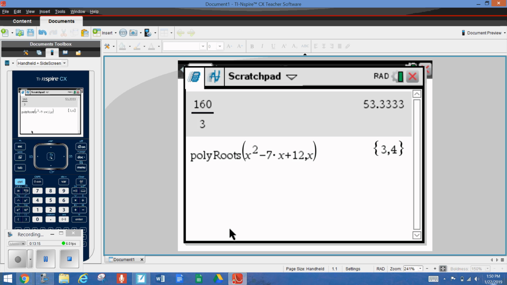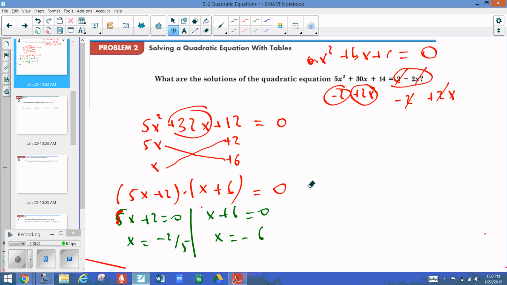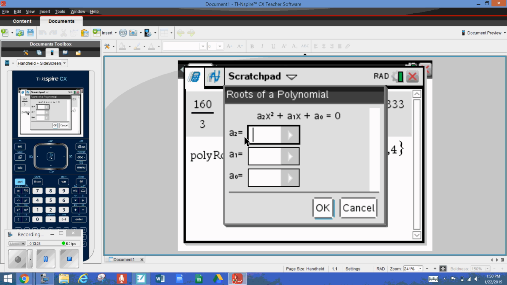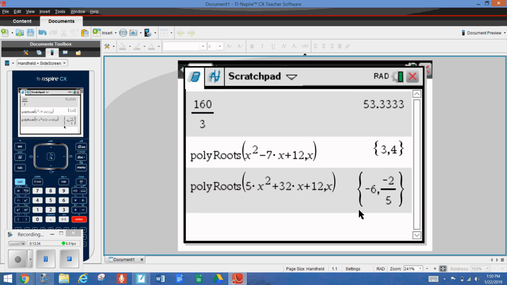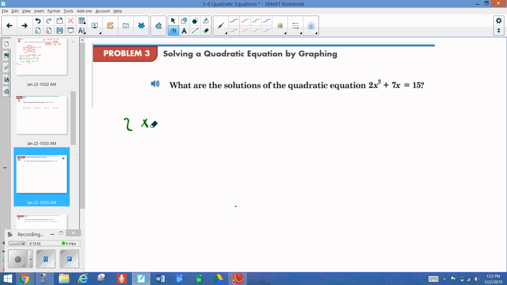If you use your calculators for this one, the new one, what was that? Menu 3 3 1 plus quadratic. What are the roots? Negative 6 and negative 2 over 5. Word. So 2x squared plus 7x is equal to 15. This is not in the standard form. You need to make it in standard form. It must be equal to 0. So 2x squared plus 7x minus 15 is equal to 0.